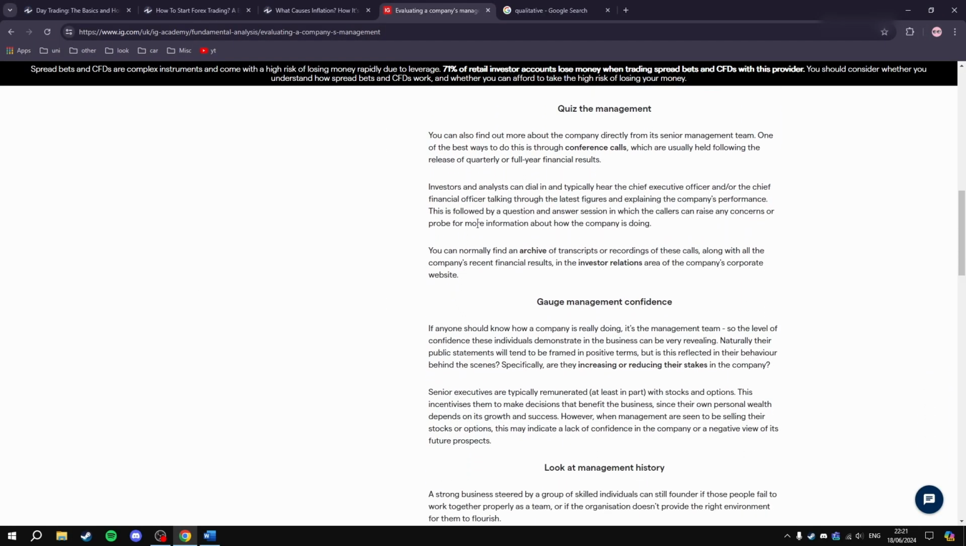Quiz the management. You can also find out more about the company directly from its senior management team. One of the best ways to do this is through conference calls, which are usually held following the release of quarterly or full-year financial results. Investors and analysts can dial in and typically hear the Chief Executive Officer and or the Chief Financial Officer talking through the latest figures and explaining the company's performance.